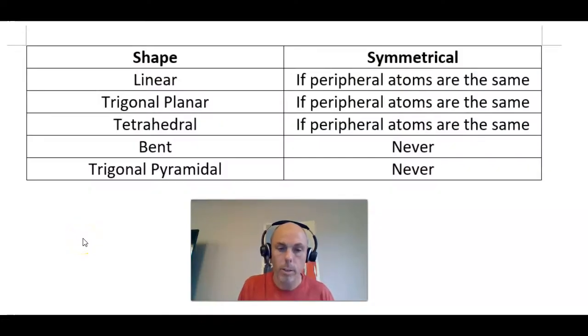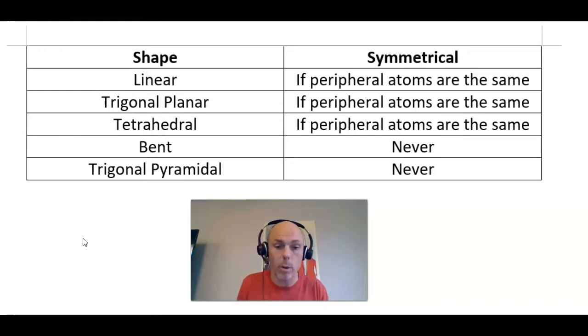And here's a chart summarizing what you just heard. Linear, again, will be symmetrical if the peripheral atoms are the same. That is true of trigonal planar and tetrahedral, whereas bent and trigonal pyramidal molecules will never be symmetrical. Again, why that matters is we're about to learn what it takes to determine if a molecule is polar.